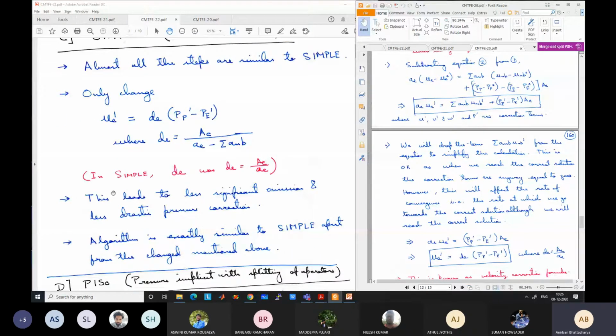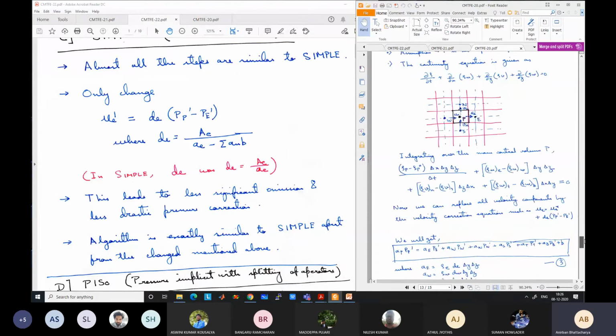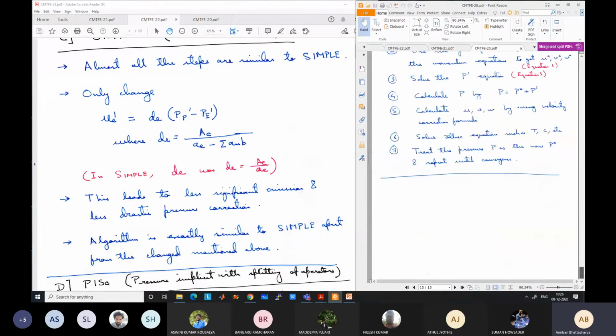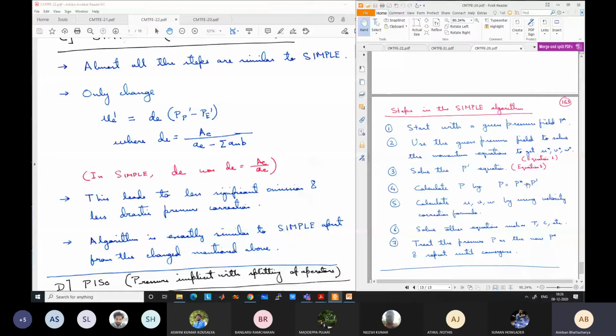As I have written here, whatever I have discussed leads to a less significant omission. The omission is not as drastic as in the previous case. As a result, the pressure correction is also not as drastic. And otherwise, the algorithm is exactly similar to SIMPLE. All the steps are exactly the same as SIMPLE, what you have seen here. So in the algorithm, there is no change.